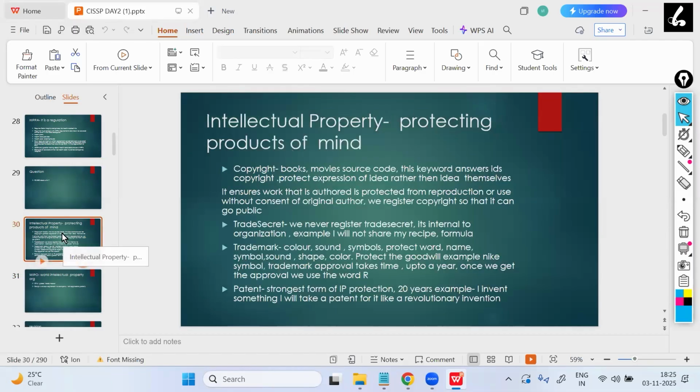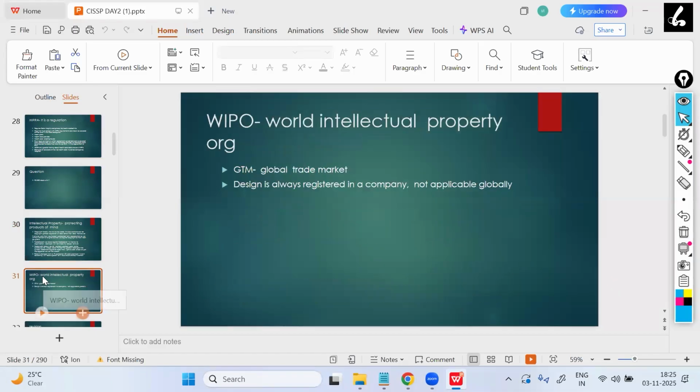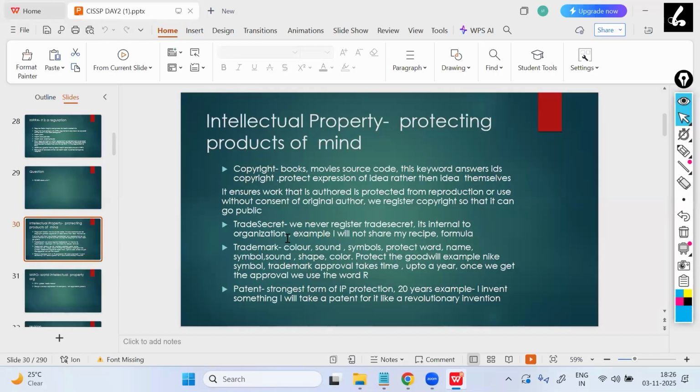So have you understood the copyright, in which scenarios copyright comes into the picture, where trade secret, trademark, and patent apply? But this WIPO, are they the ones who maintain everything? Oh, copyright. Okay, okay.